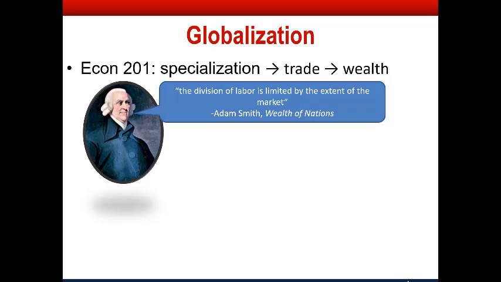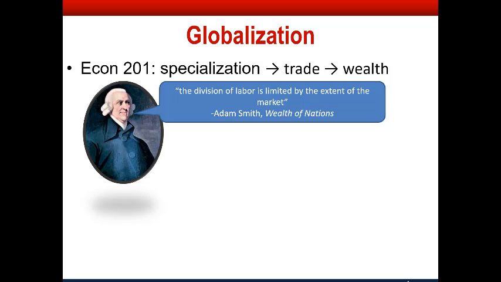So Adam Smith summed that up by saying the division of labor is limited by the extent of the market. In other words, the number of people you can trade with. If you don't have a lot of people to trade with, you're not going to have a lot of division of labor. Imagine living on the frontier by yourself. You're going to have to do almost everything for yourself. You're not going to be really good at anything because you're not specializing.